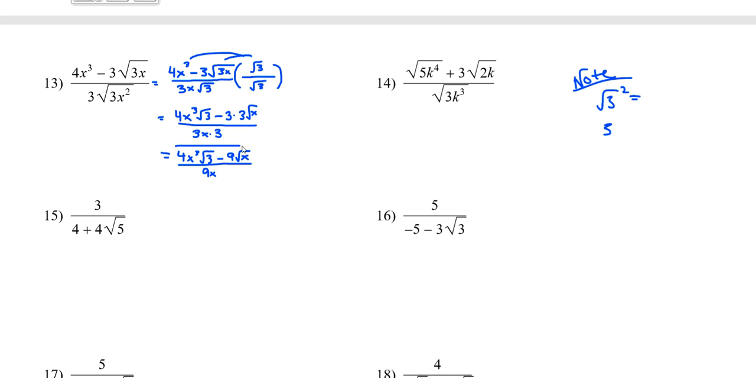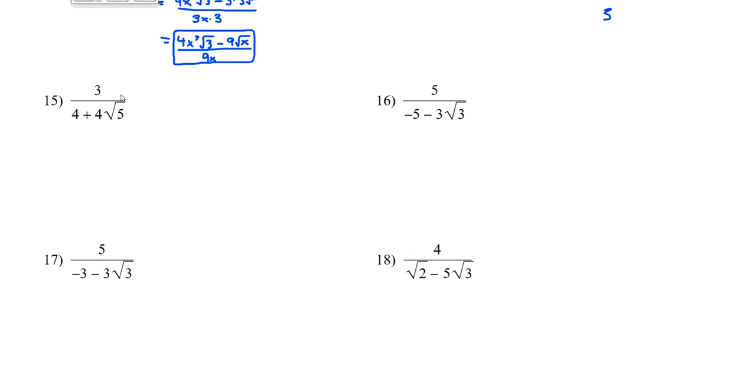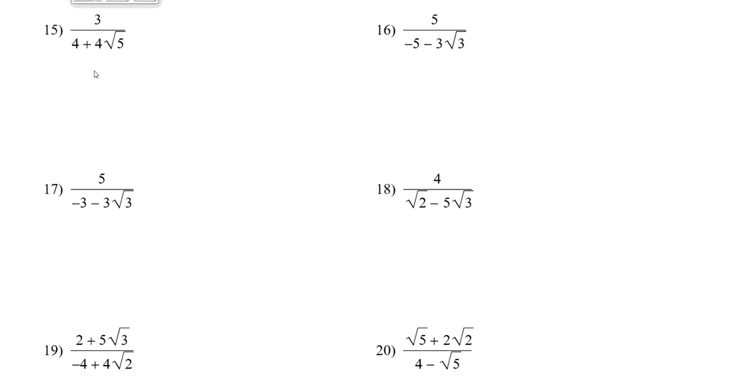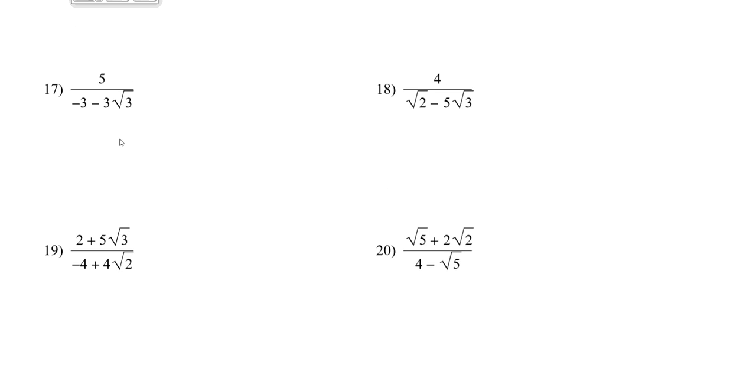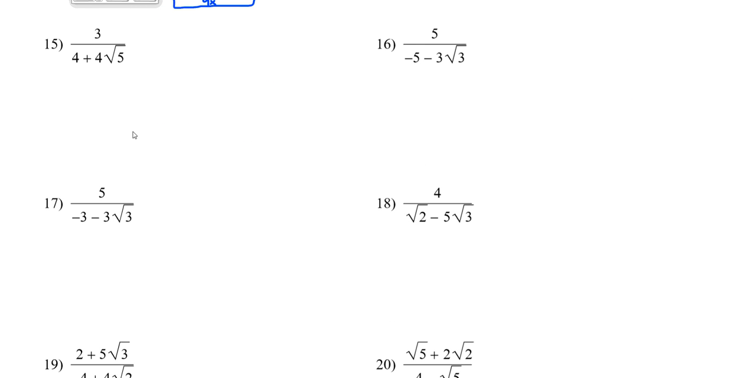Going on to the next one, this is the first one on this worksheet that I'm going to be doing that has addition or subtraction in the denominator, and actually the remaining 4 problems on this worksheet that I'm going to be going through have addition or subtraction. So that is where you have to multiply by the conjugate of this 4 plus 4 root 5. So since this has addition, the conjugate is going to have subtraction.